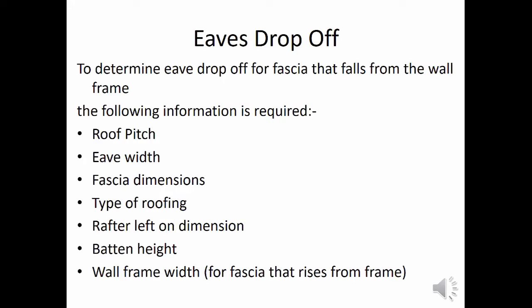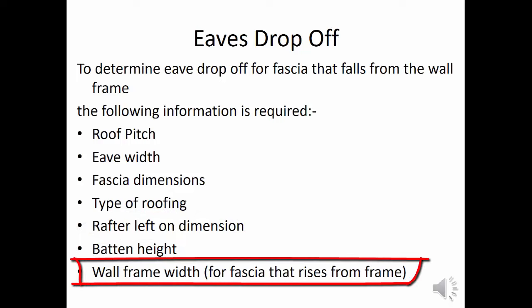To determine the eave drop off for fascia that falls away from the frame, the following information is required. You'll need to know the roof pitch, the eave width, the dimensions of the fascia, the type of roofing, the rafter left on dimension, and the batten height. In addition to that, for fascia that rises away from the frame, you'll also need to know the wall frame width.